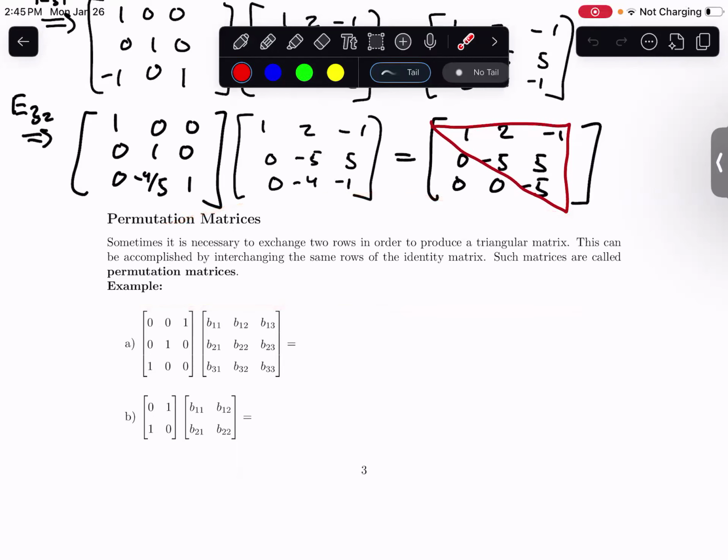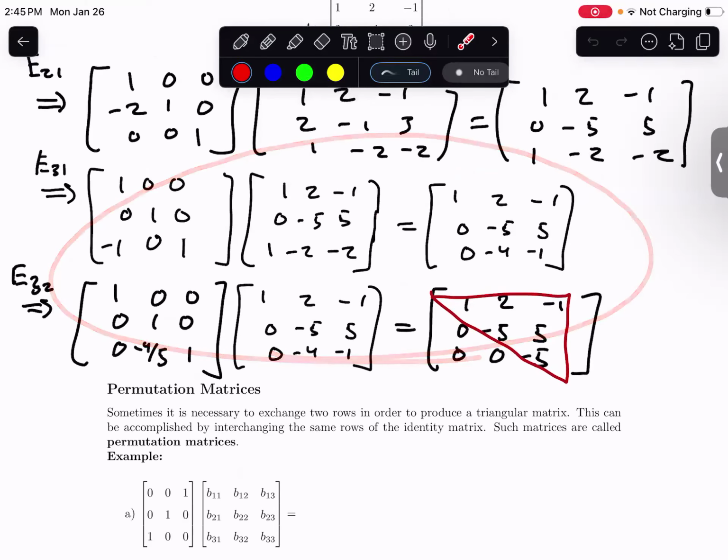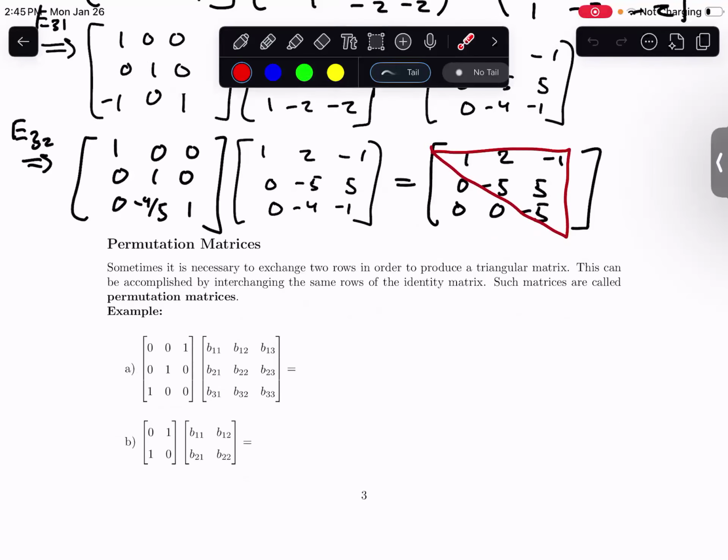So why do we want to use these permutation matrices? Why would I want to switch the order of things? Sometimes it's necessary to exchange 2 rows in order to produce a triangular matrix. You could go through this process as we did above, except you could get rid of these variables and then perform some sort of permutation, so that they show up down here or something. That's something you could do.